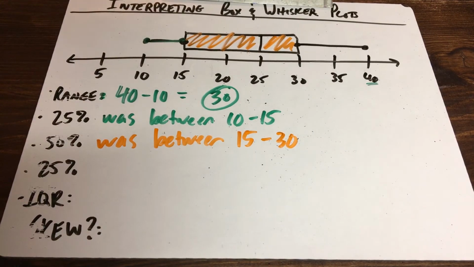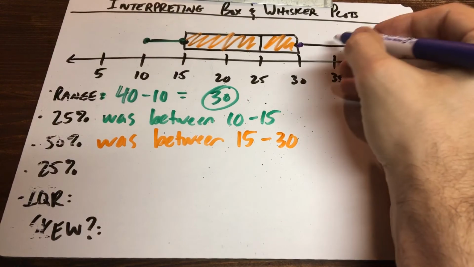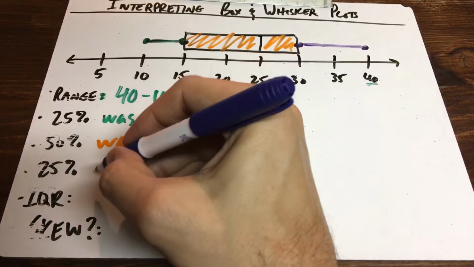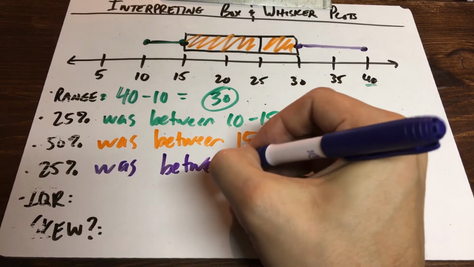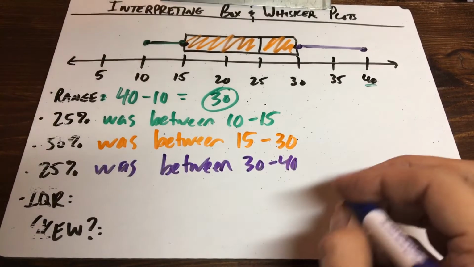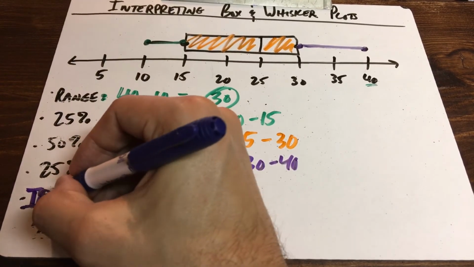And then the upper 25%, these are usually like your high performers. Like if this was the number of push-ups you could do in a minute, right? The upper 25% was between 30 and 40. You can see the person who did the most here would have been 40. Oh, here's a new one.